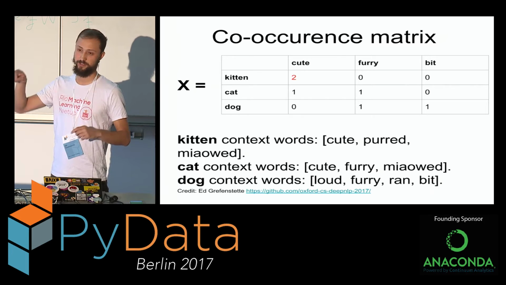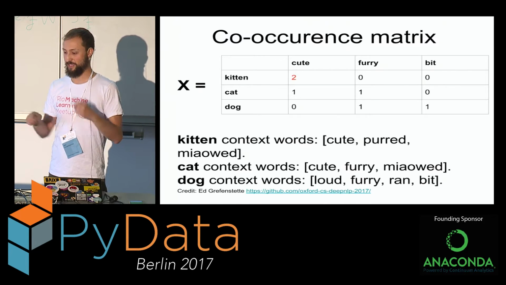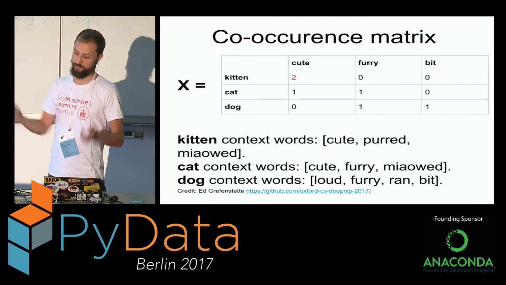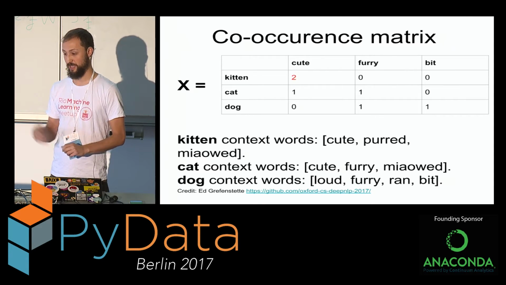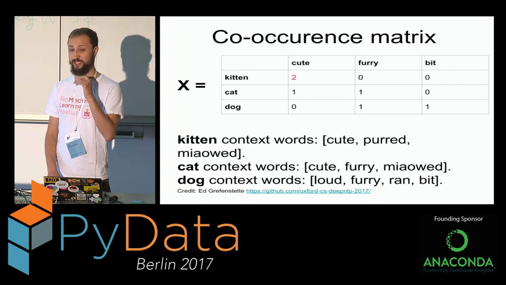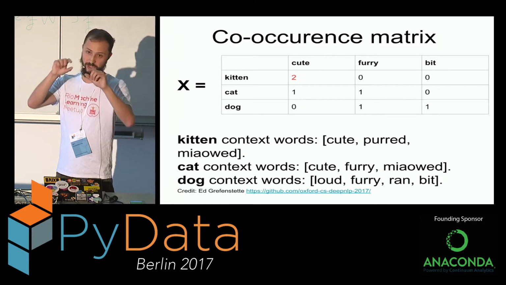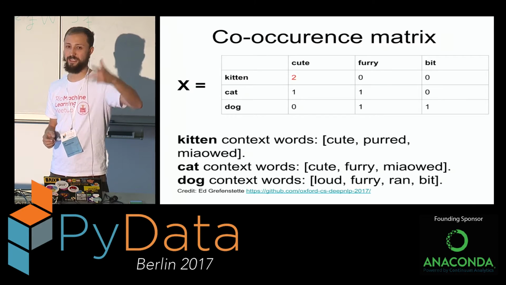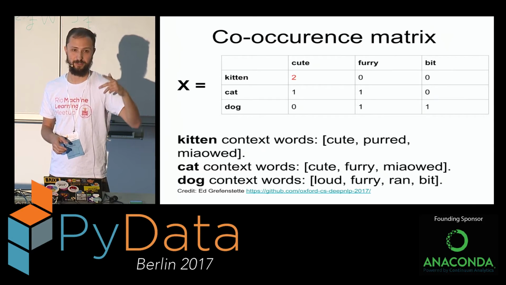Kitten and cute appear twice together, kitten and furry appear 0 times together, and kitten and bit appear 0 times together too. So that's a co-occurrence matrix. That's already a really good matrix. If I look at the row for kitten and the row for cat, they're pretty similar. They both have numbers in the first dimension. So that's awesome.